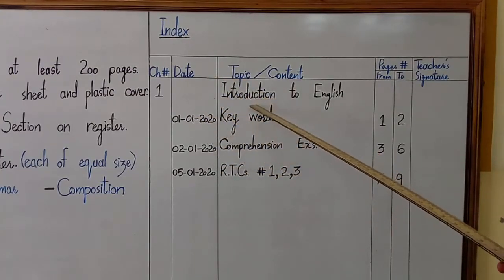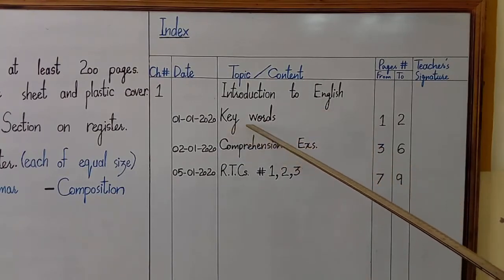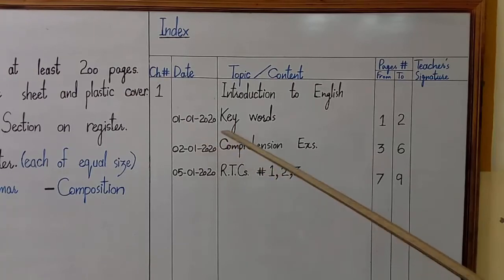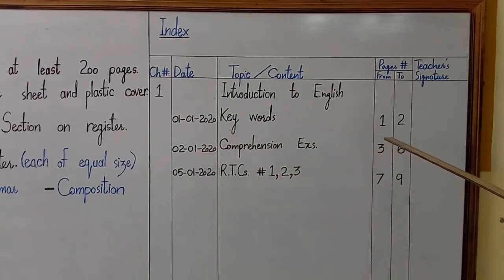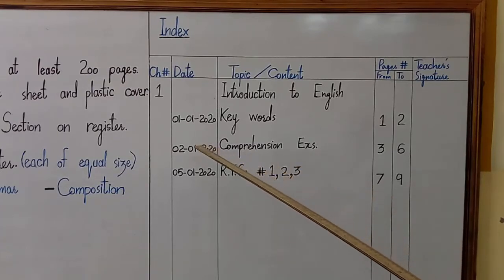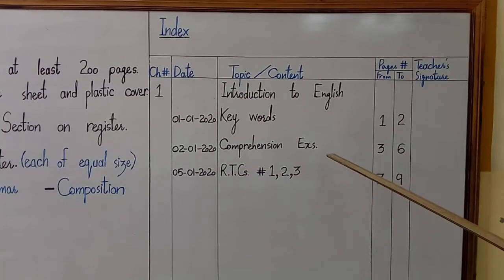And then for introduction to English, this is the title of the chapter. If you are writing keywords of that chapter on 1st January 2020, and these keywords cover 2 pages, page number 1 and page number 2, you will write page numbers over here like this. And then if you start your comprehension exercises in register on 2nd of January 2020, and these exercises cover 4 pages from 3 to 6, you will write that over here in page numbers.